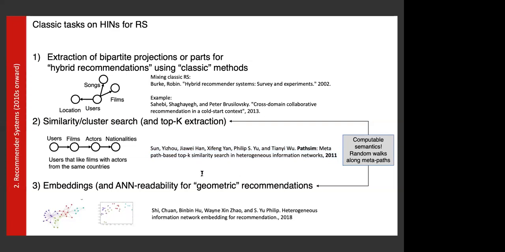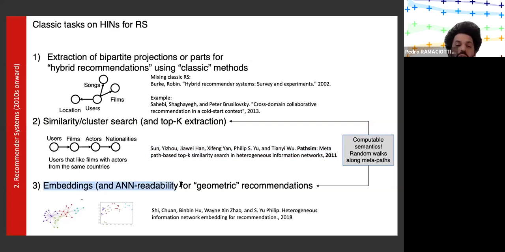Yeah. Very good. And the other task that dominates in articles and recommender systems is embedding your whole heterogeneous information network and then feeding that into some kind of architecture for neural networks and training your model to do whatever you want to do.